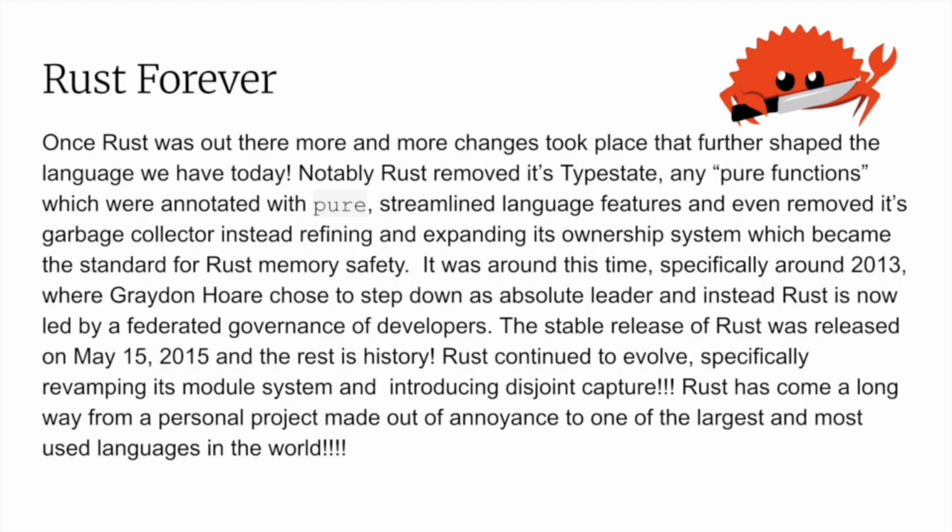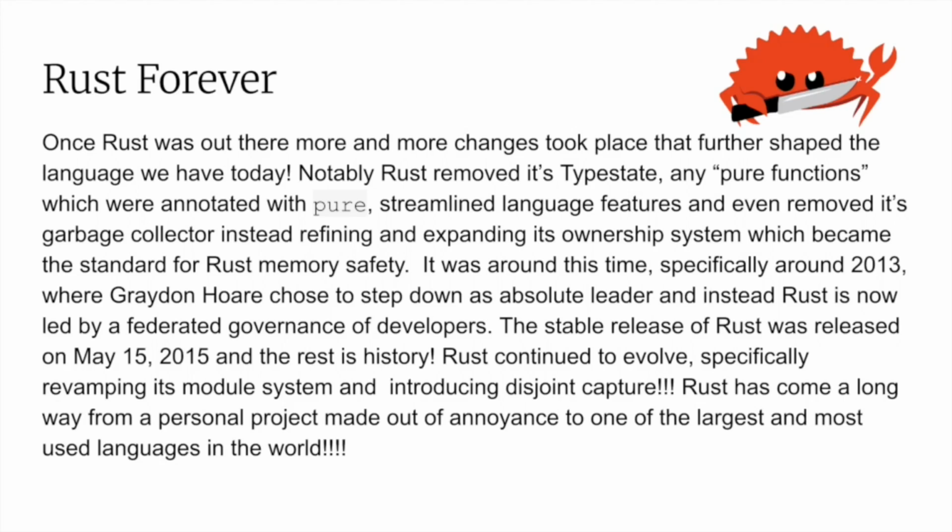Once it was out there and more changes took place, a bunch of new work was put into Rust that made it faster and more efficient, to the point that it got this big following. It got rid of typestate and pure functions. It streamlined its language features and removed garbage collection, instead having a refined ownership system, which became the standard for Rust memory management.